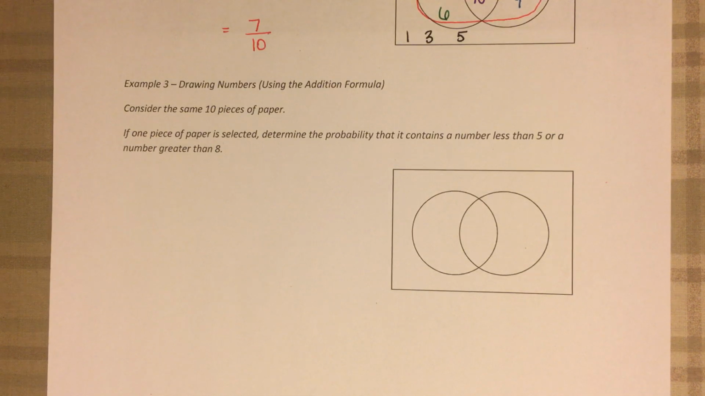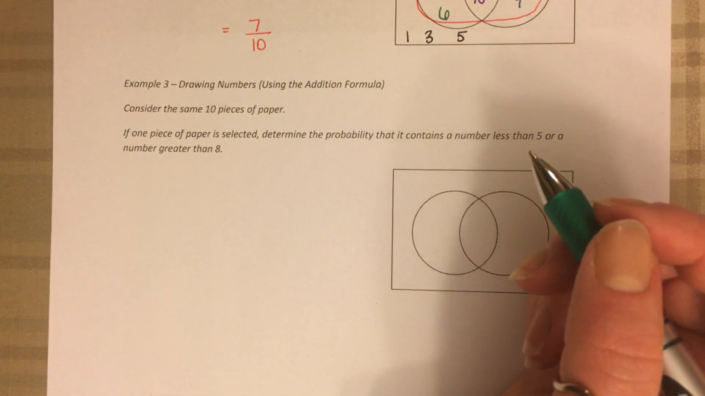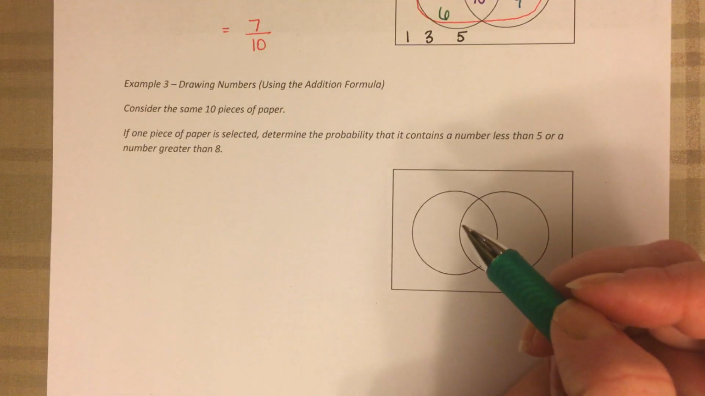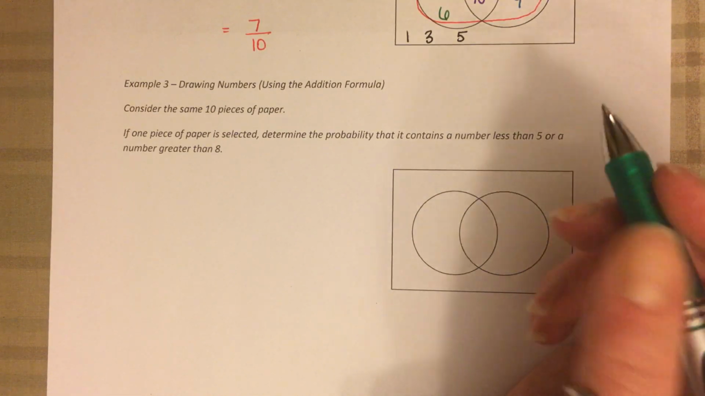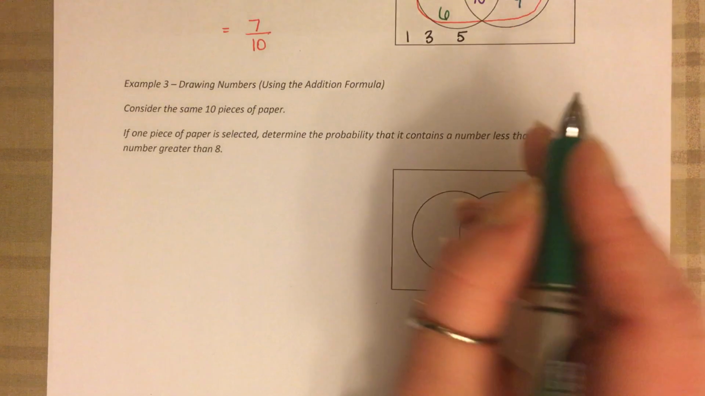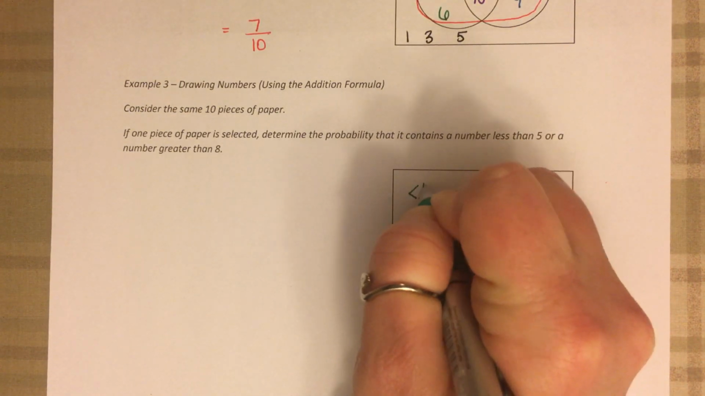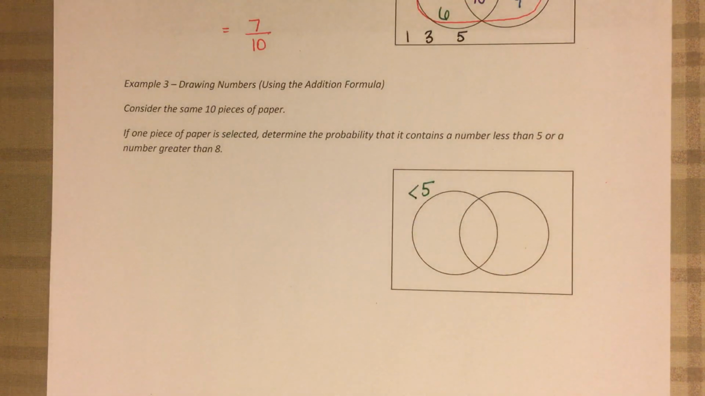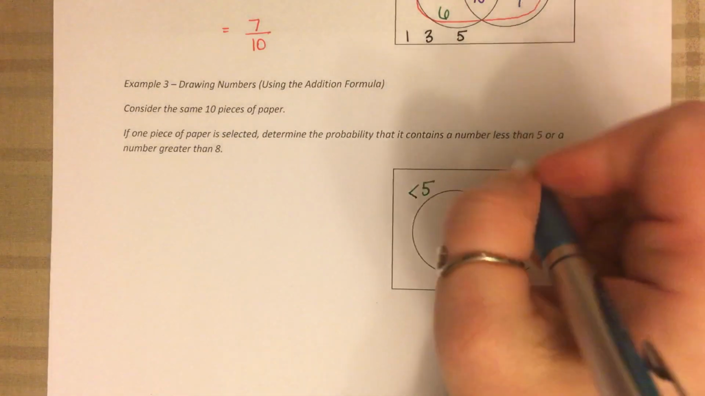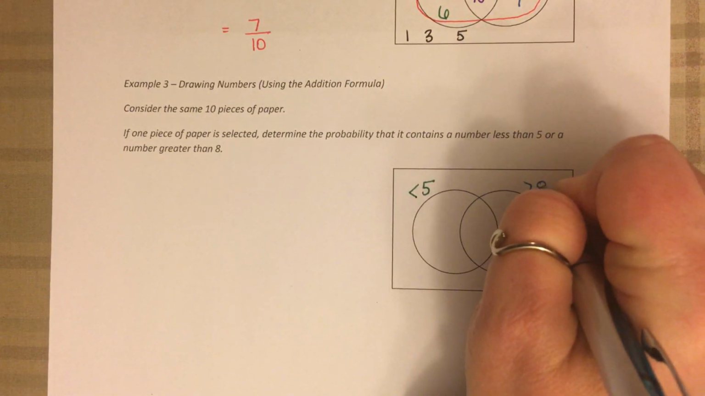All right. So in this next example, example 3, we're going to think about the same 10 pieces of paper. Right? If one paper is selected, determine the probability that it contains a number less than 5 or a number greater than 8. So again, I'm going to label my Venn diagram. So we'll make that our less than 5 side, and we'll make this side our greater than 8 side.